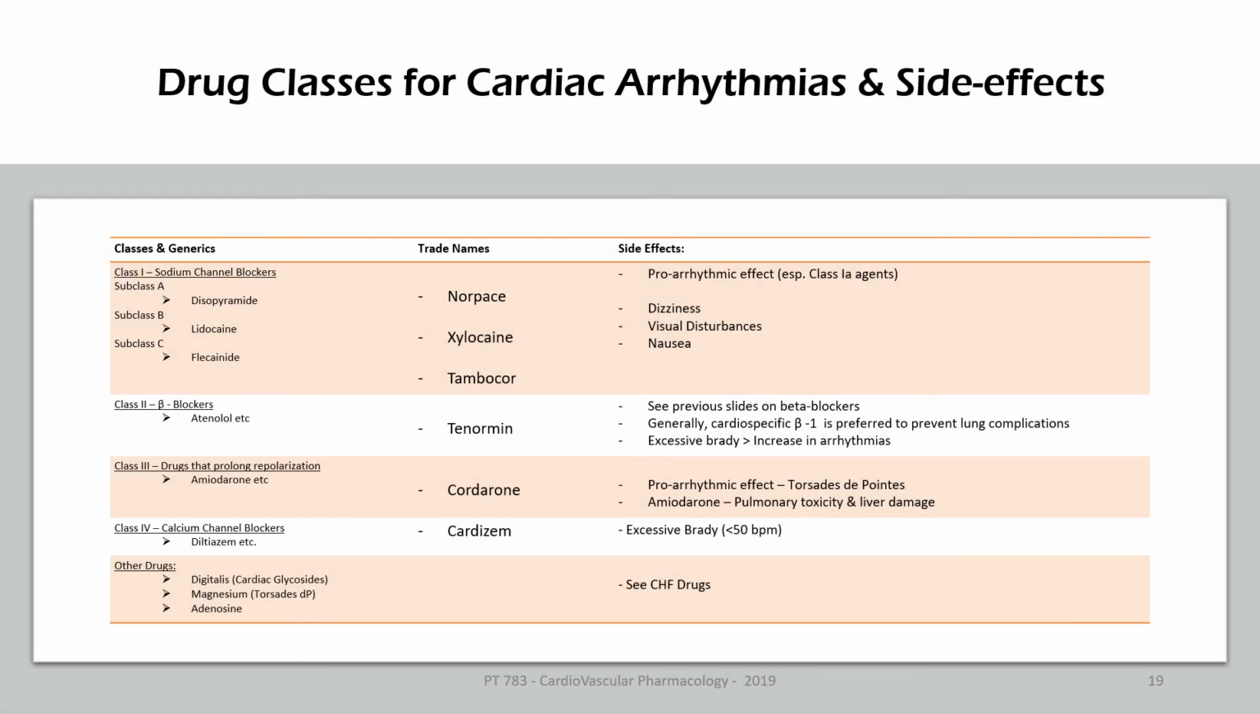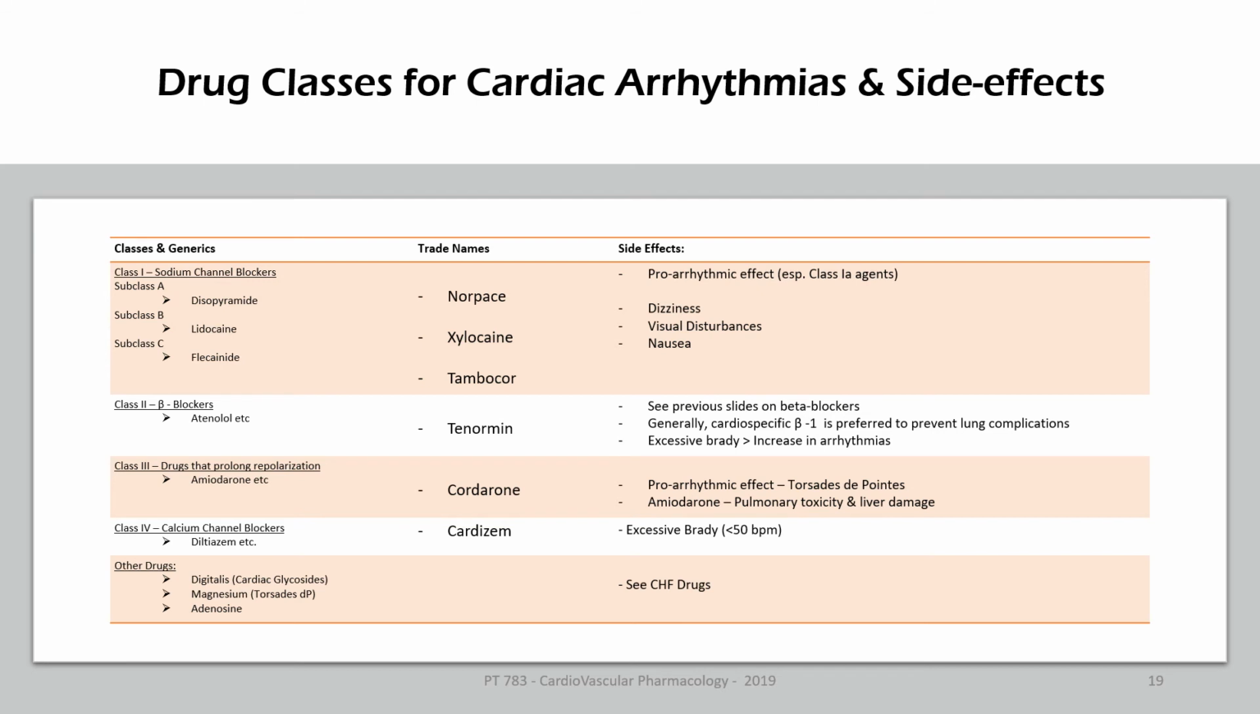The four categories or classes of anti-arrhythmia drugs have subclasses, all of which is summarized on this table. You will notice that the class 1 drugs, which are sodium channel blockers, have 3 subclasses. Class 2 drugs actually do not have a subclass. It is only one group of drugs, which are beta blockers.